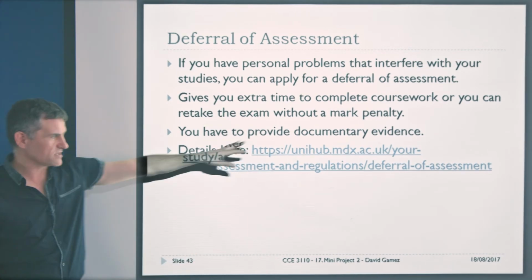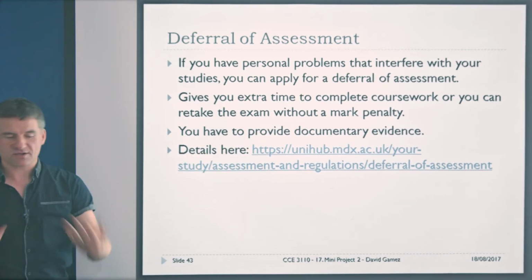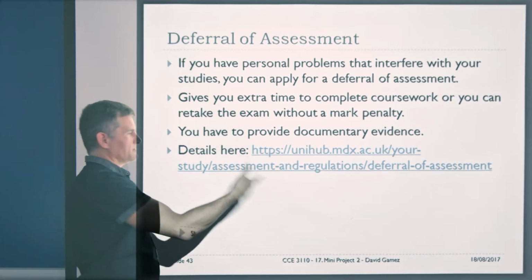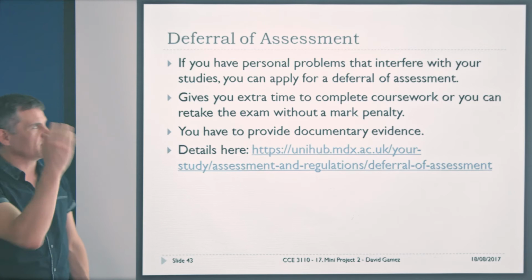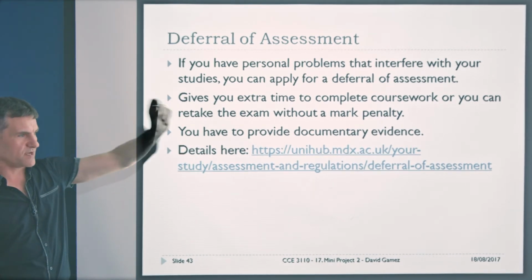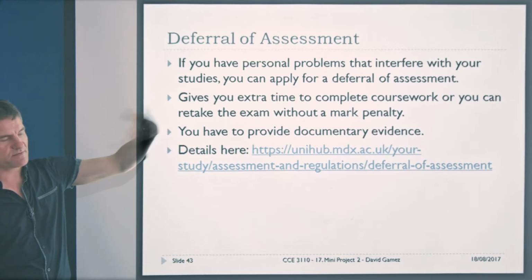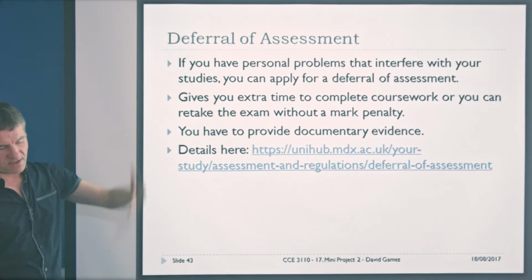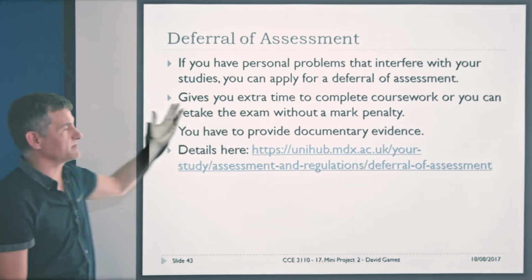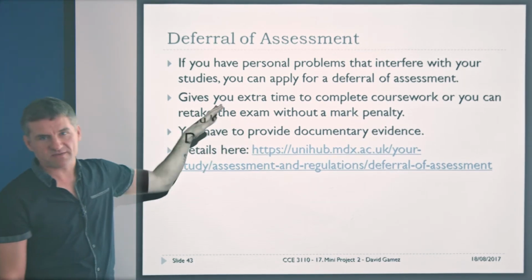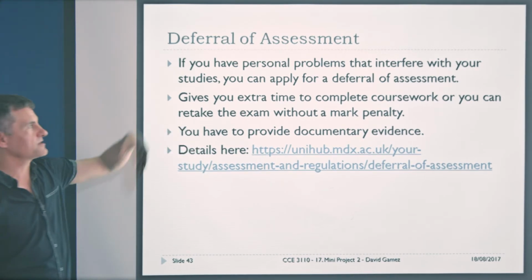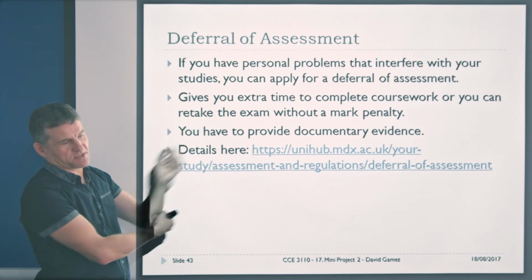So there's a whole procedure there. You fill in a form, you provide documentary evidence, a doctor's certificate, whatever it is. And then they look at that evidence and they'll grant you a deferral of assessment if they think it's valid. Then there'll be a mark on your university record, which I can see, so I can double check that you actually have a deferral of assessment. So if you're having serious problems of any of this kind, either just talk to UniHelp or come and see me. I'll point you in the direction of the deferral of assessment.